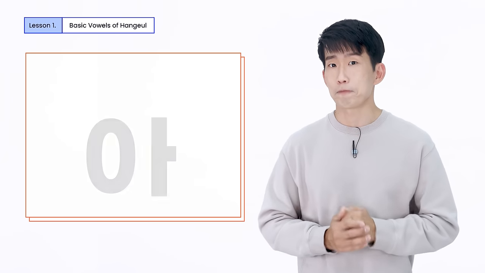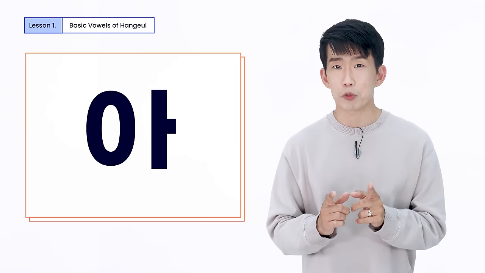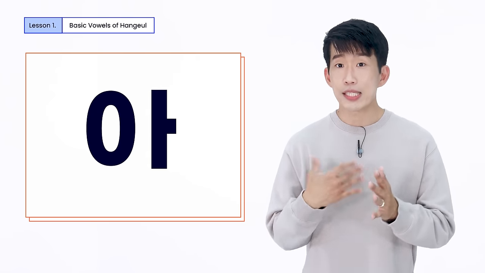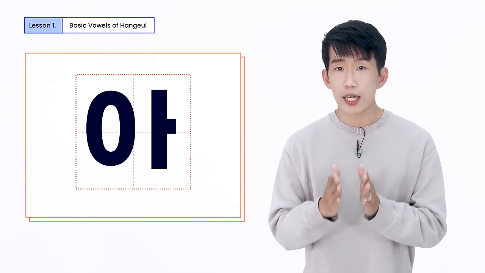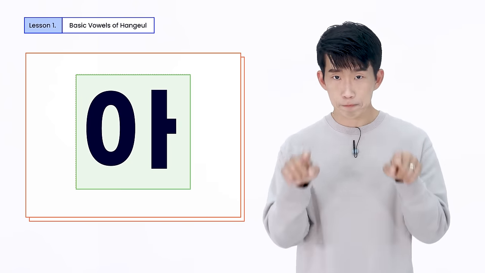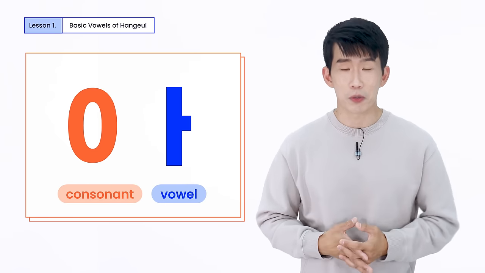Look at this letter here. It says A. You don't have to be able to read it now. Just repeat after me, A. As you can see, it can be divided into the left-hand side and the right-hand side, and it forms a box. The left character is a consonant and the right character is a vowel.